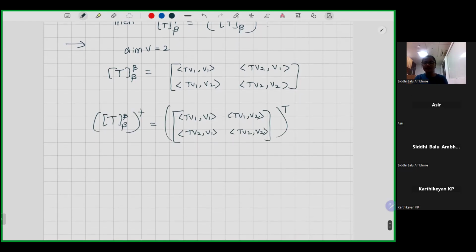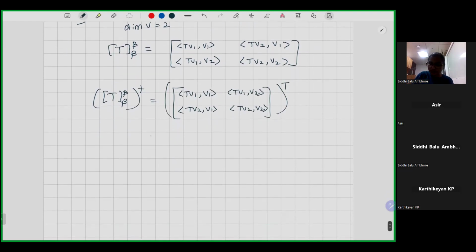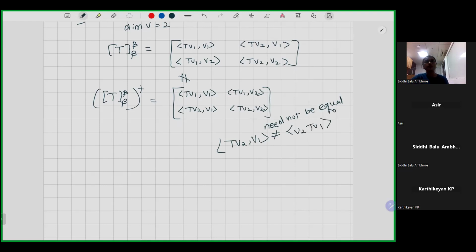And by symmetry I switch these; the transpose is already taken. And this is not equal to this thing. I mean, these two things are not equal. In fact, Tv2 comma v1 need not be equal to v2 comma Tv1. So these two things are not equal.